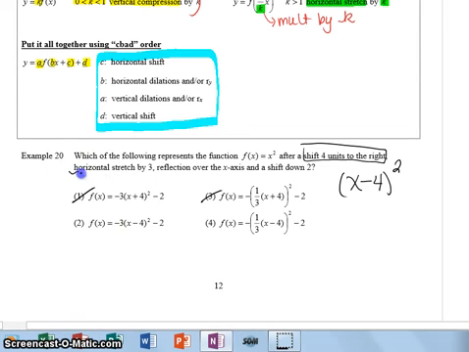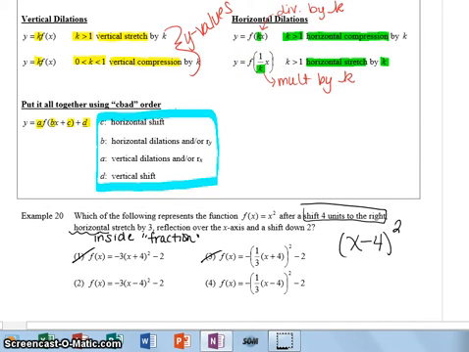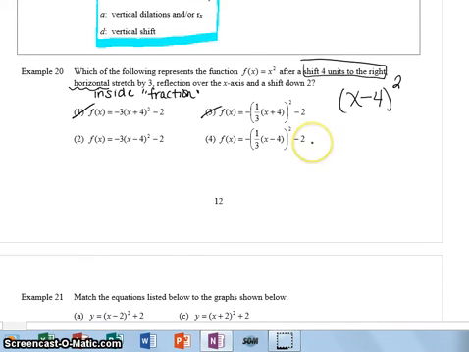Horizontal means it has to be inside the parentheses, and because it's a stretch, it's a fraction. If you forget, you can go back up top, and these have to be memorized, guys. It says horizontal stretch. You know it's a fraction, and it's inside the parentheses. So when they say by 3, that means 1/3. I know it's not choice 2 because that's a 3 and it's on the outside. This is a 1/3 and it's on the inside.